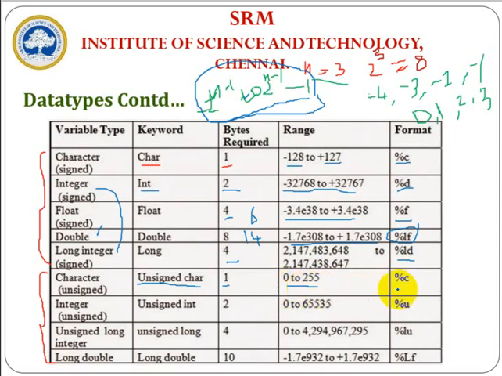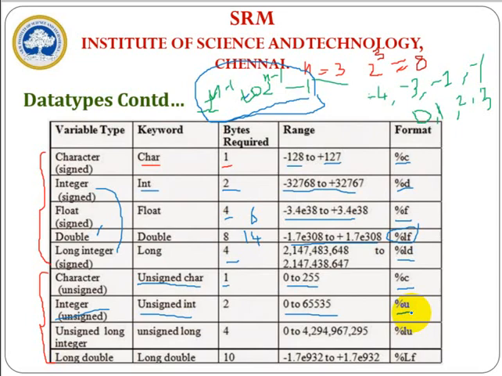And then the character data type uses %c. So you need to use the format specifier %c. And the unsigned integer is nothing but an integer where you can get only positive numbers. The format specifier is %u. So when you declare your variable as an unsigned int, then you need to give %u. Just keep that in your mind. If it is an unsigned integer, we need to use %u.